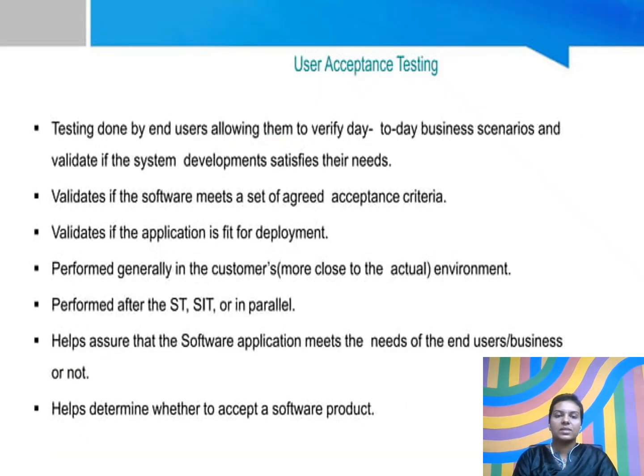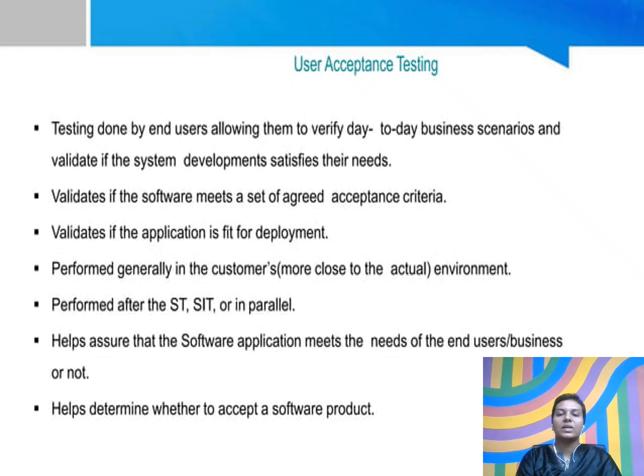User acceptance testing is the final type of testing, done in the user environment and by the users. Let's see in detail about user acceptance testing. In this concept, the testing is done by the end users, allowing them to verify day-to-day business scenarios and validate if the system development satisfies their needs.